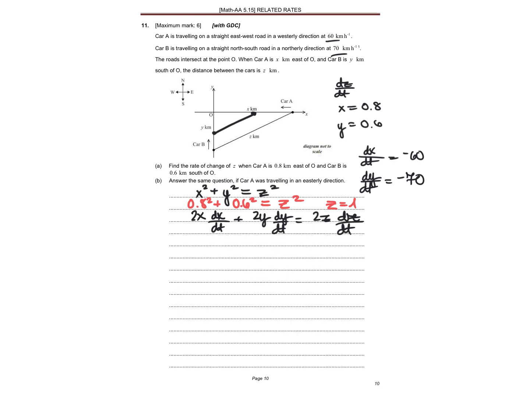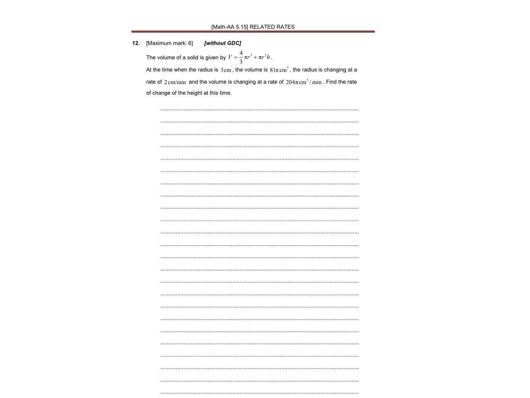All right, so that's for A. For B, if we have the same question, but car A is traveling this way, that means that dx/dt is positive. So we're still going to have 2 times 0.8, but times positive 60. Everything else stays the same. When we solve this, we get that dz/dt is 6. And this is in kilometers per hour.